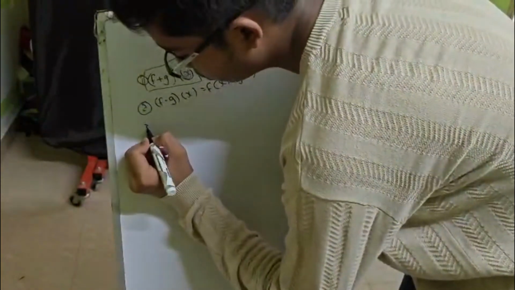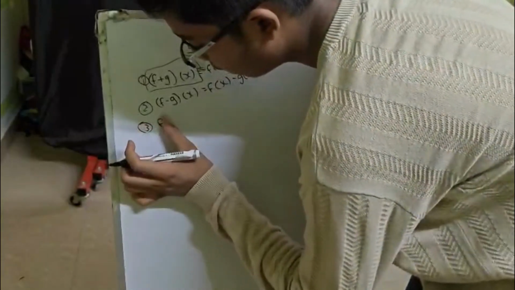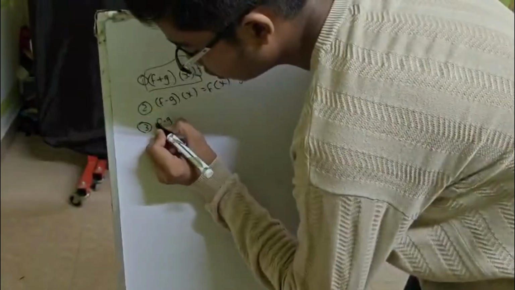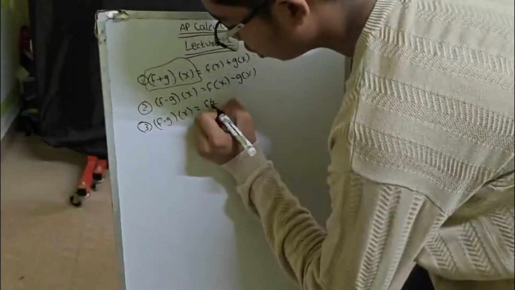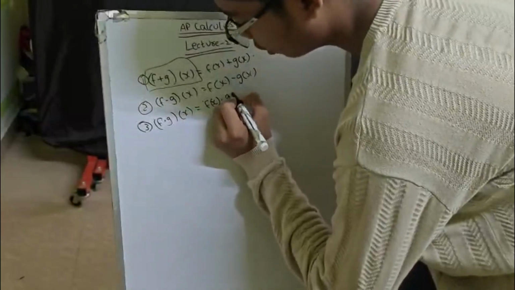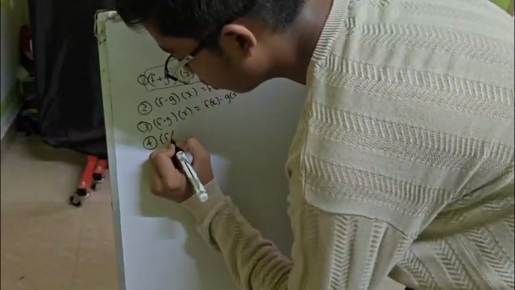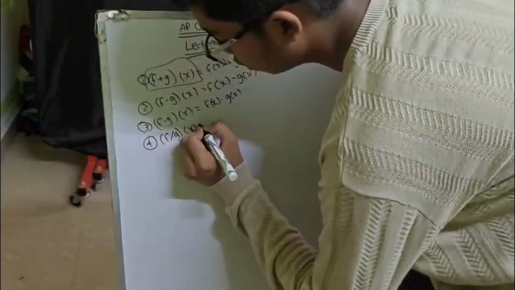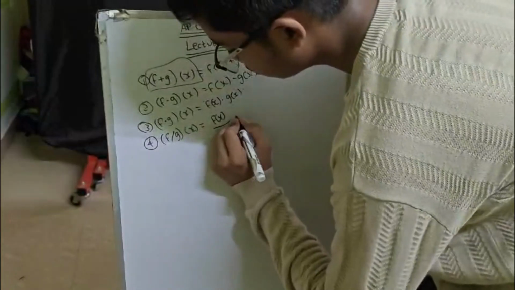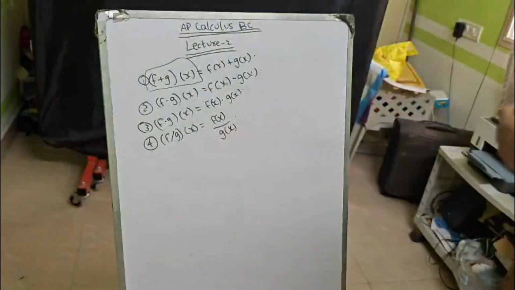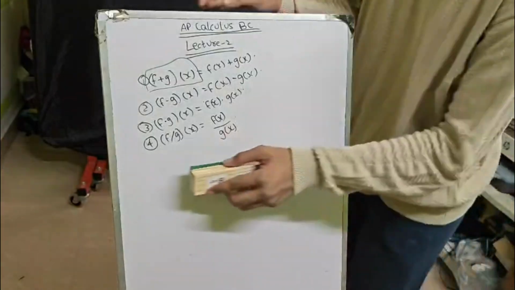Now the third one, f into g of x equals f of x into g of x. And the fourth one is f by g of x equals f of x divided by g of x. So these are the four main properties of these functions. There are many more, but they're not that important.